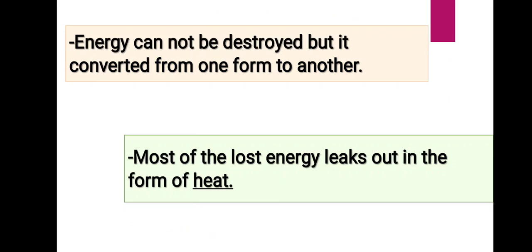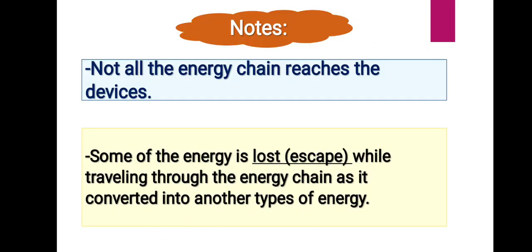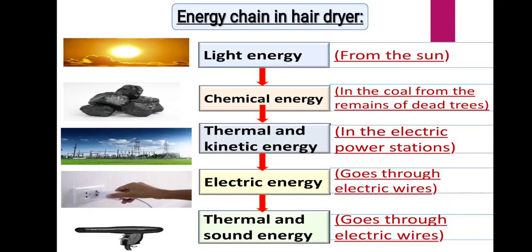Okay, and finally, can you remember? When I say the energy cannot be destroyed, the energy cannot be destroyed, but it can change from one form to another form. What is the meaning of that? Like in the energy chain of the hair dryer, the light energy changes into chemical. That means that the light energy isn't destroyed, but it just changes into chemical energy.